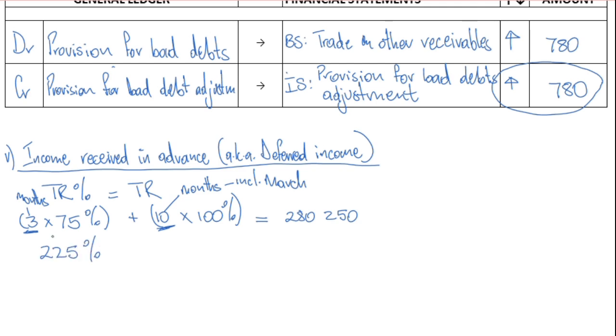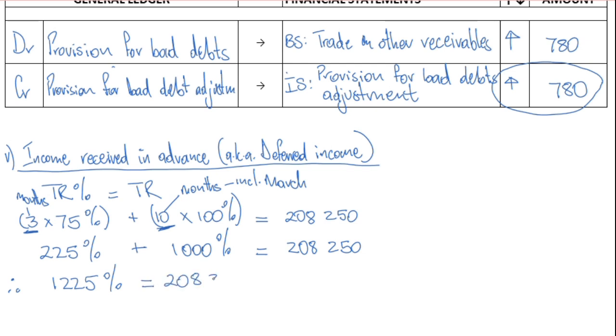We then have 225% plus 1,000%. 3 times 75 gives you 225. 10 times 100 gives you 1000. So 225% plus 1000% equals to 208,250. We then have 1225% equals to 208,250 rands.